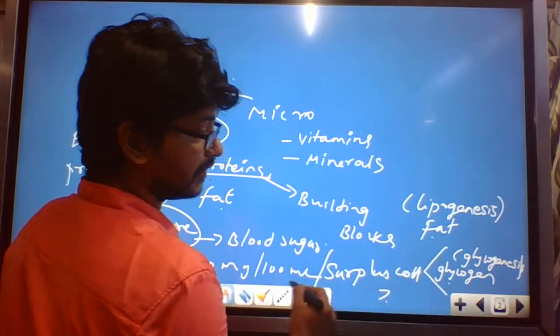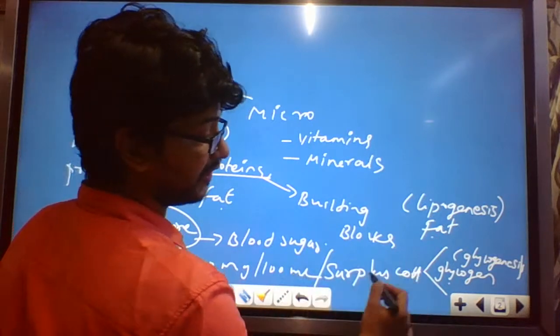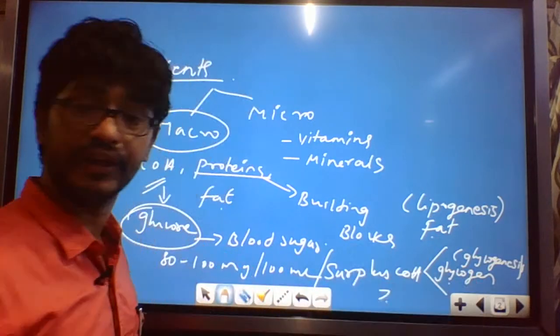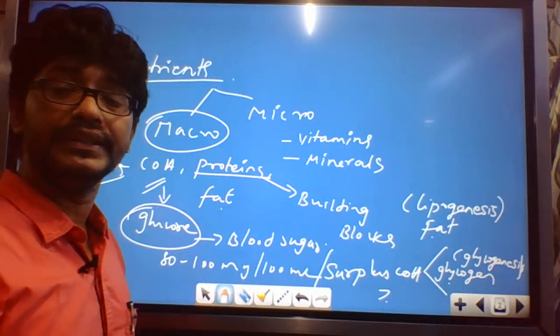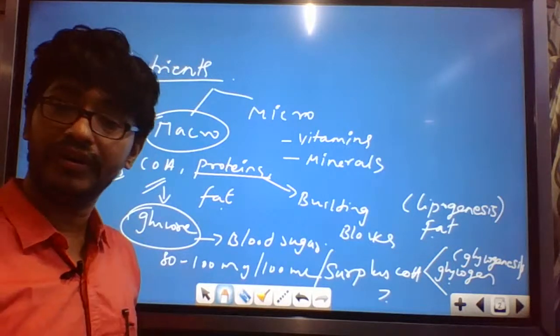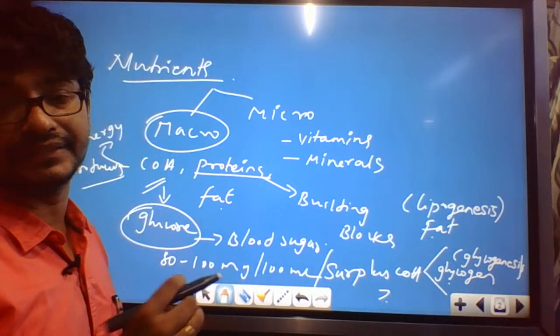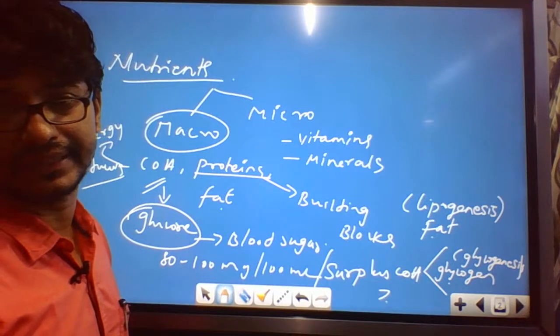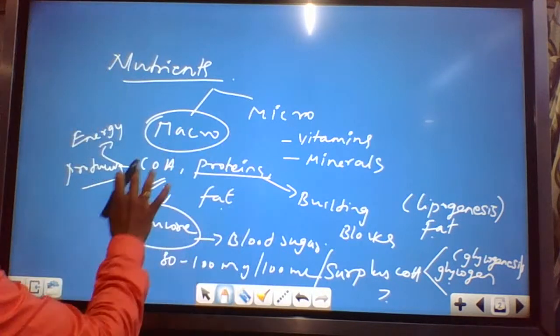So the conversion of the surplus carbohydrates to fat is called lipogenesis, and the conversion of surplus carbohydrates to glycogen we call glycogenesis. Through this, the surplus carbohydrates will be stored in the form of fat in the liver as well as in the skeletal muscles. Later it can be reutilized. So this is what concerns carbohydrates.